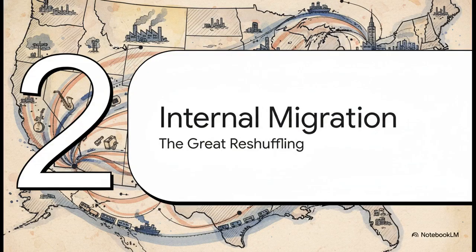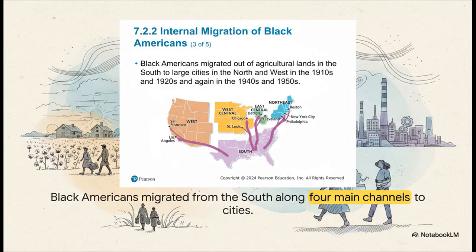But that initial concentration in the South, that was just the first chapter. The next huge demographic shift, something we call the Great Migration, actually happened within the United States itself. And this is where the map really starts to change. So what we see here are two major waves of what's called interregional migration. That's migration between different regions of a country. The first big wave was after World War I, and the second came after World War II.